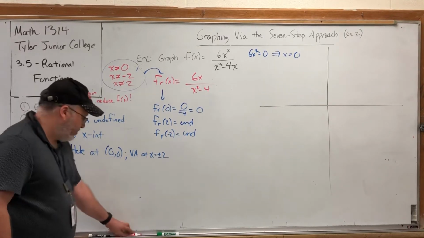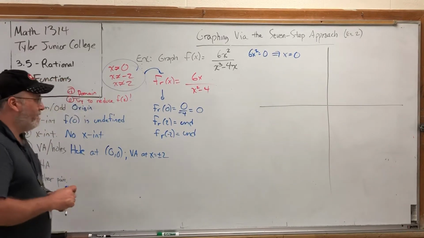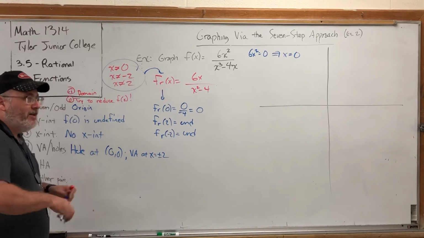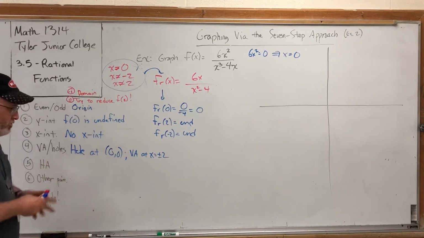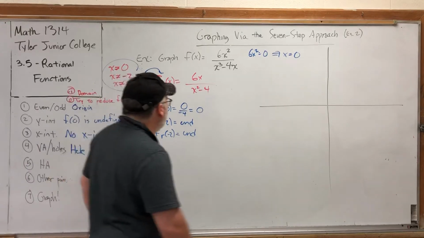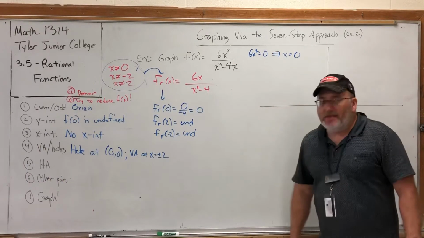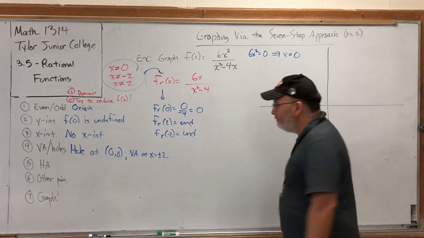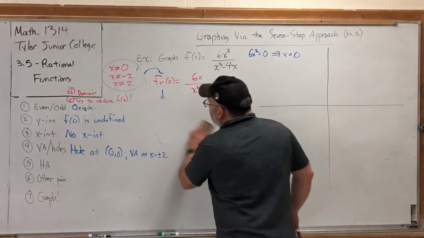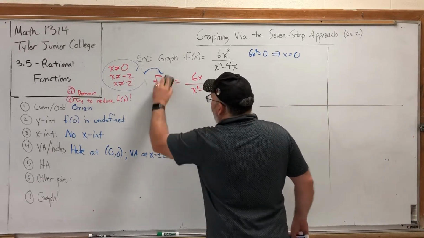So the reduced function's role is to identify a hole in the graph. And I'll tell you right now, if you ever have a discrepancy with intercepts, I think there's a y-intercept, but it works here but not there, or I think there's an x-intercept, but it works here but not there, that usually means there's a hole. All right, so we have a hole at the origin.